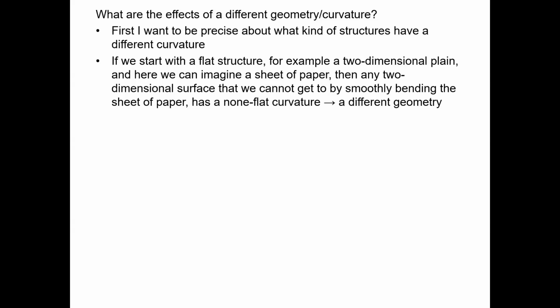But first, I want to be precise about what kind of structures have a different curvature than a flat curvature. If we start with a flat structure, for example, a two-dimensional plane, and for this we can imagine a sheet of paper, then any two-dimensional surface that we cannot get by smoothly bending the sheet of paper has a non-flat curvature, or in other words, a different geometry.